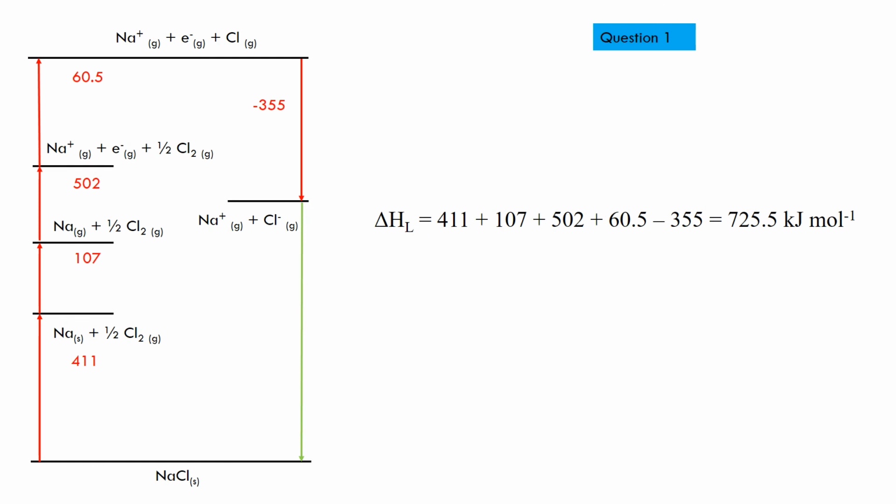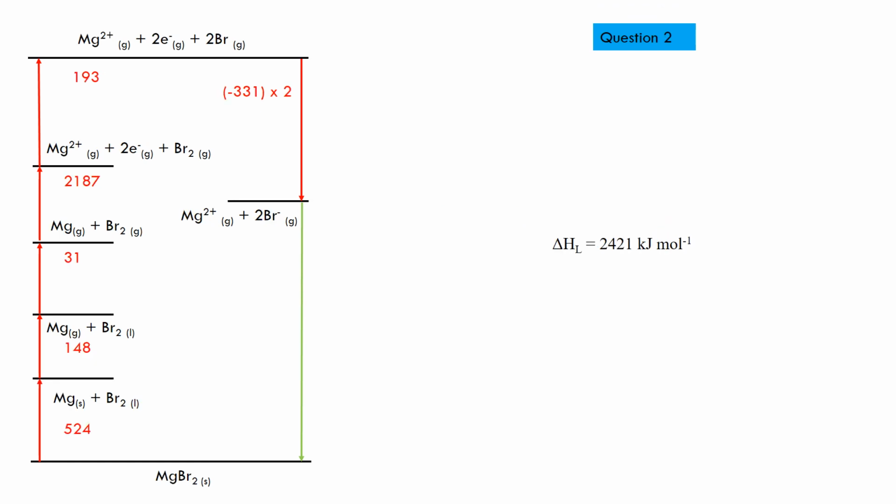So the lattice enthalpy for sodium chloride is 725.5 kilojoules per mole. And no real tricks here other than you've got to remember to consider the stoichiometry of sodium chloride. And the lattice enthalpy for magnesium bromide is 2,421 kilojoules per mole.